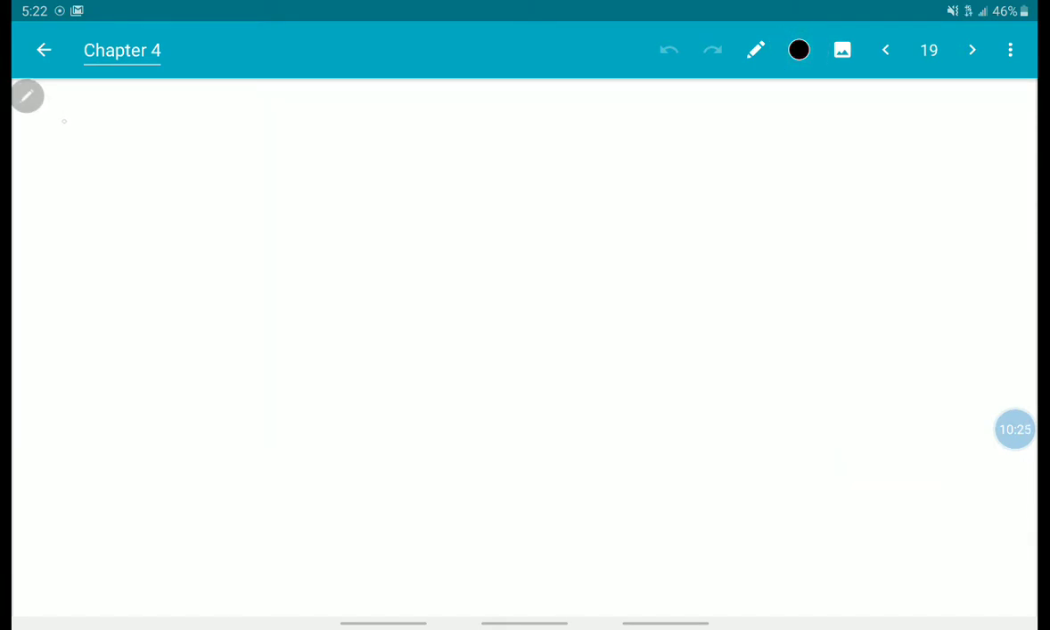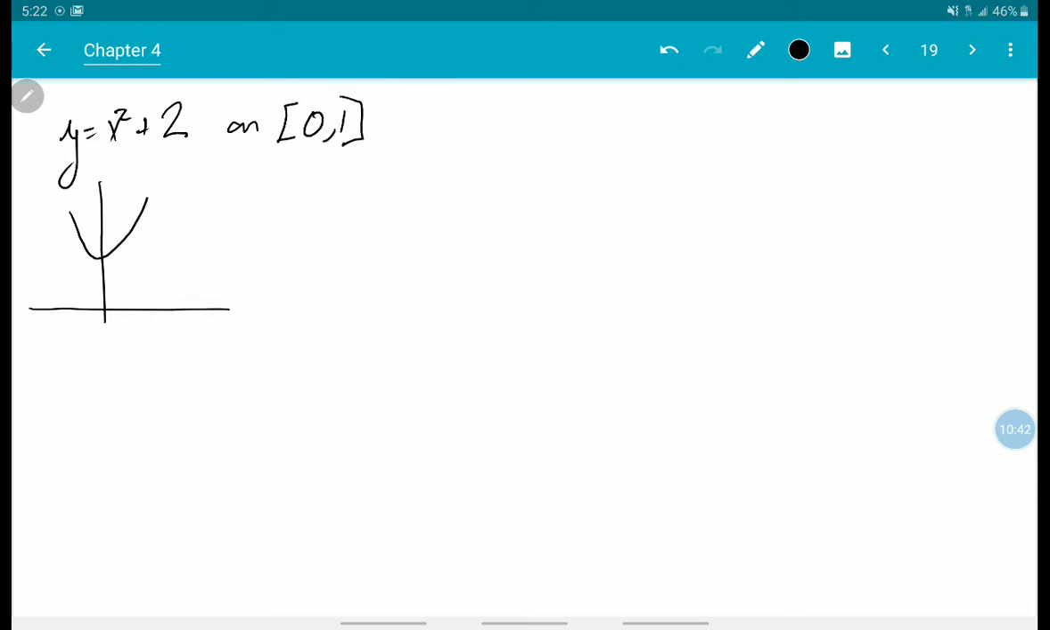Let's say we're looking at y equals x squared plus 2 on the interval from 0 to 1. So the process is going to work the same way. We know what this guy looks like. X squared plus 2 is going to look like this: x squared shifted up 2 units. We want to know the area between 0 and 1. So what is this area in here? And we can use that limit process to help us do that.